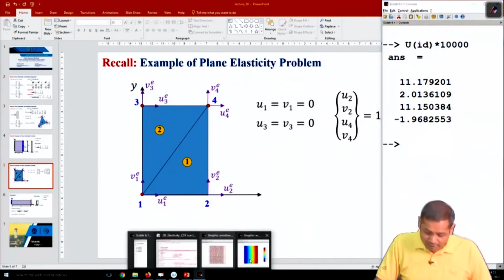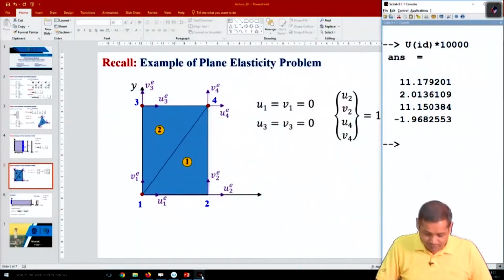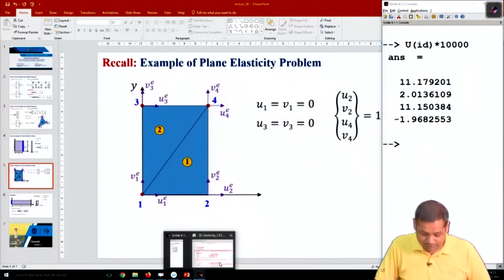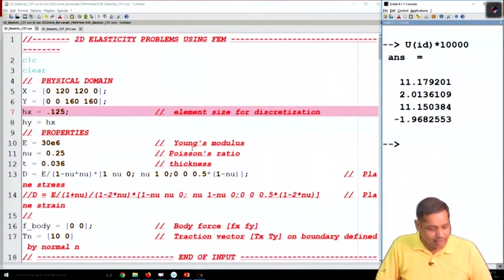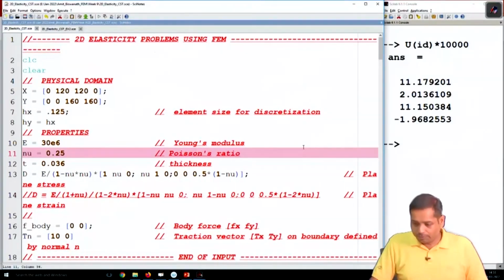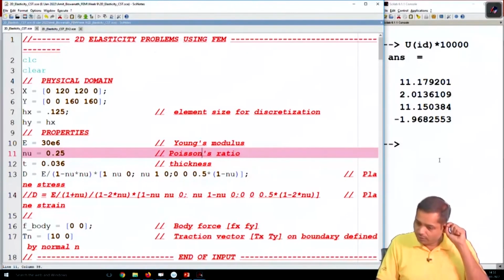So if you further reduce the size of the element, you can see what happens. So that exercise I leave it to you. Okay. Now, so this was one problem, and let us take one more example.